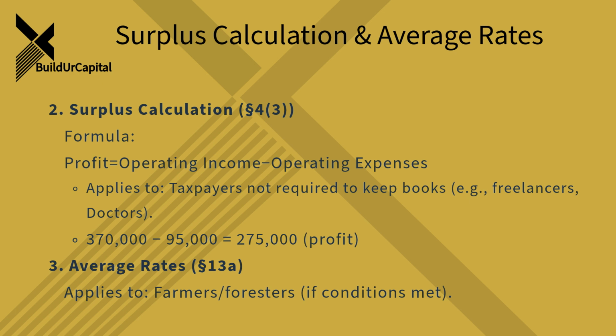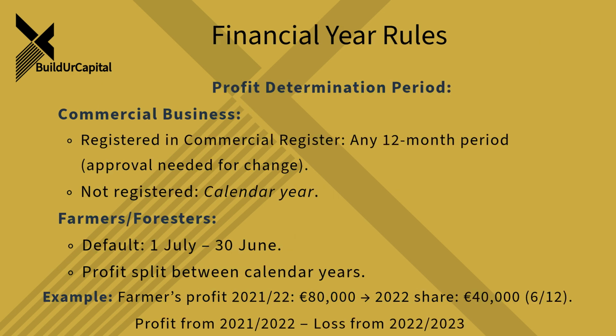Gotcha. Very different focus. Now, the third method mentioned, Section 13A, profit based on average rates. This sounds really specific. It absolutely is. This method is almost exclusively for farmers and foresters who meet certain, quite specific requirements. So instead of tracking every euro in and out, they can sometimes use standardized average rates, provided by the tax authorities, to figure out their profit. It simplifies things quite a bit for certain agricultural businesses that fit the criteria. Interesting. Good to know there are specialized paths like that.